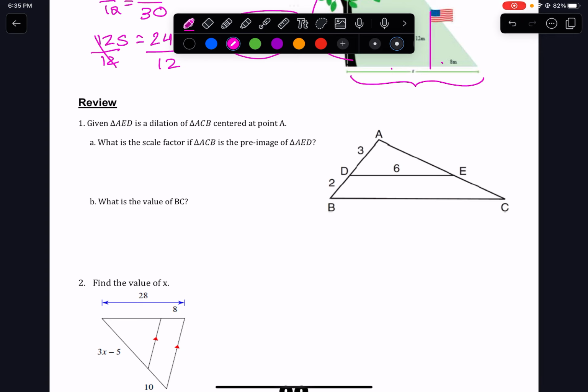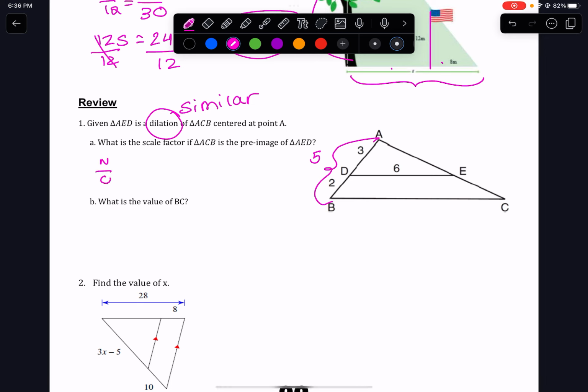So given triangle AED is a dilation, that tells me I have similar shapes. Centered at point A, what is the scale factor of triangle ACB if triangle ACB is the pre-image of triangle AED? So very similar to the one above. So we start with 3 compared to 6. Oh, I'm actually skipping a step. So here, we're looking for the scale factor. The new length of AB is 5.